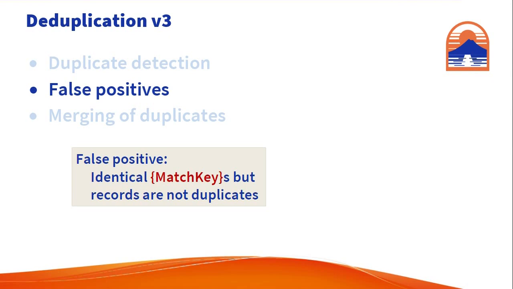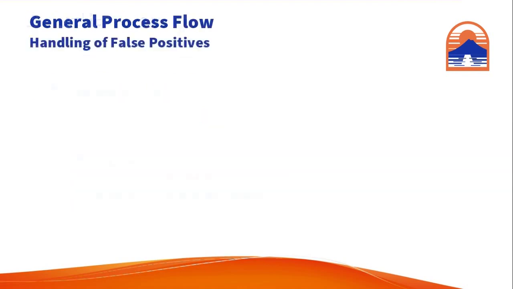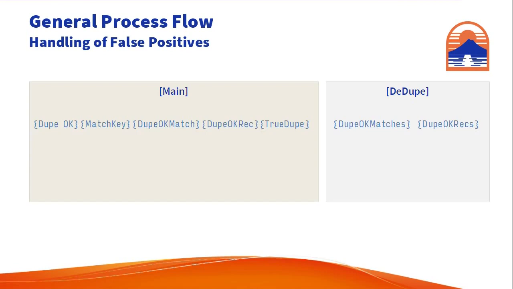Support for false positives can be broken down into three sections. I'll start with the fundamental code that simply supports the suppression of alarms when a possible dupe turns out to be a false positive. Here's the general process flow for suppression of alerts caused by false positives.